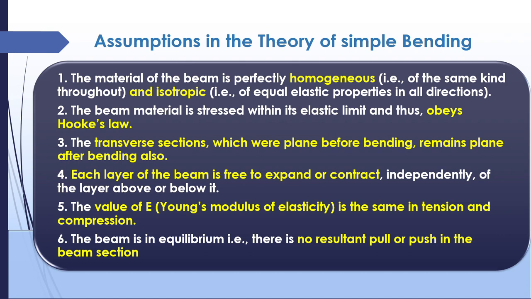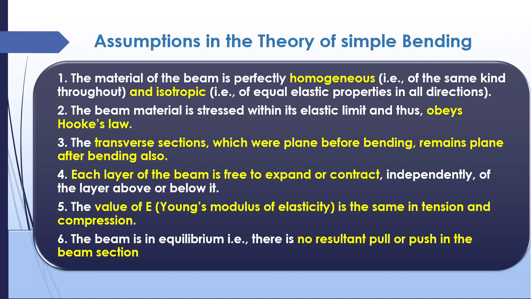Now the beam material should obey Hooke's law. So what is Hooke's law? Hooke's law states that stress is directly proportional to strain within the elastic limit of the object. So that law should be obeyed. The third one is that the transverse sections which were plane before bending remain plane after bending. That means even if bending occurs, the bending should be uniform. For example, if you are considering wood made up of a number of layers of fibers, after bending the layers of fibers may bend, but still the section is plane.